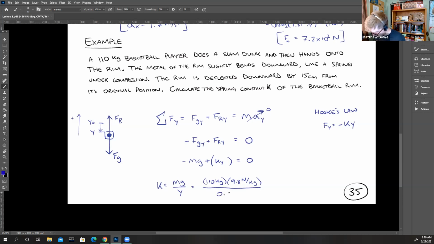Over 0.15 meters. I did have to convert this to meters because in the rest of the problem, a Newton was kilogram times meters per second squared, so I need to make sure this value is also in meters. At the end, we get a result of 7.2 times 10 to the third newtons per meter. That is the value of the spring constant on this basketball rim.